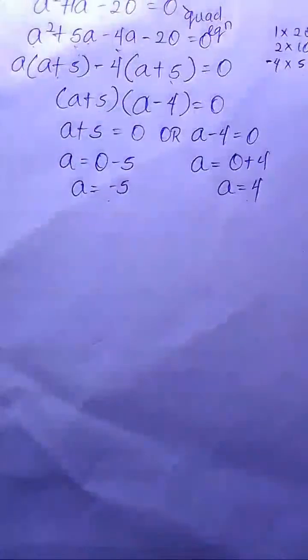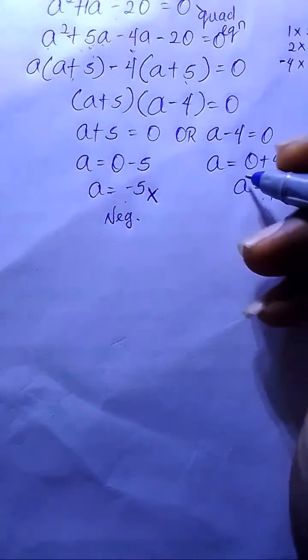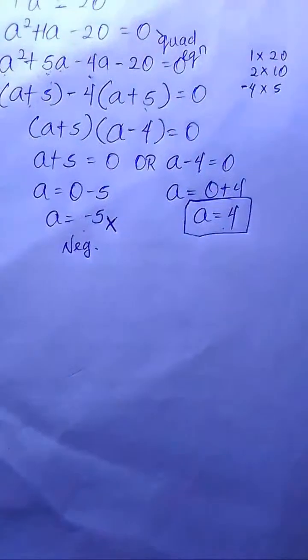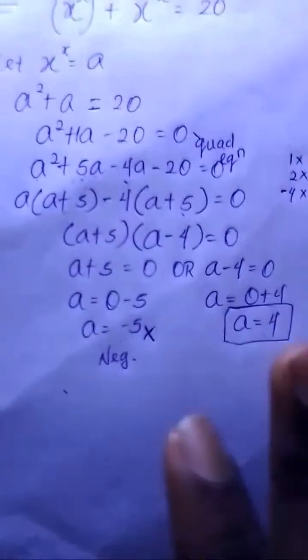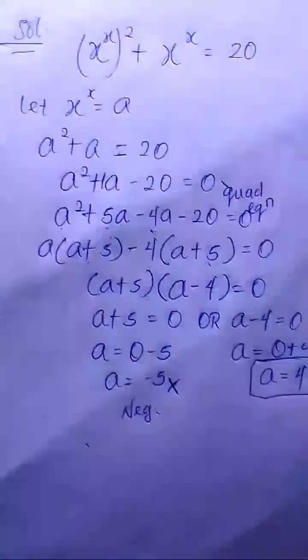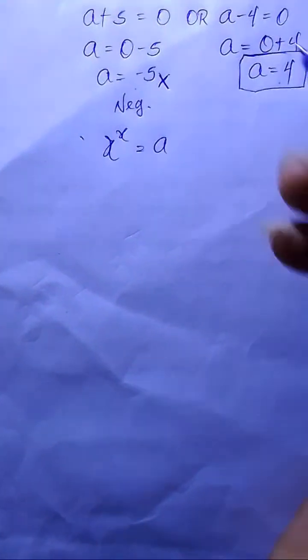We have two values for the equation, but this minus 5 is not needed because it is a negative, right? So it's only this positive number that we're going to work out. And so we see that we said here, let x raised to the power of x equal a. So x raised to the power of x equals a, right? And so a, we find out that a is 4. So x raised to the power of x equals 4, right?